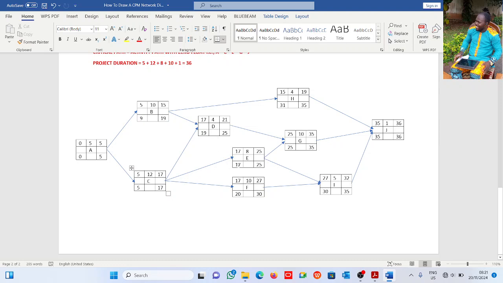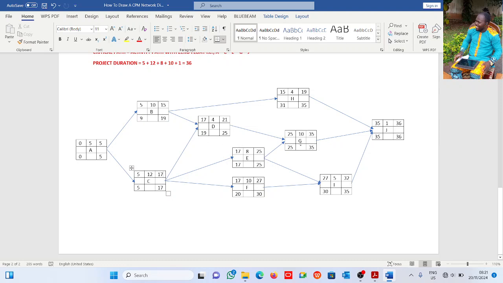Now activities E and F both have C as predecessor. So see here, this is 17, and this becomes the early start here, 17. You see 17 here, 17. So let's forge ahead. Now we have D, E, F.